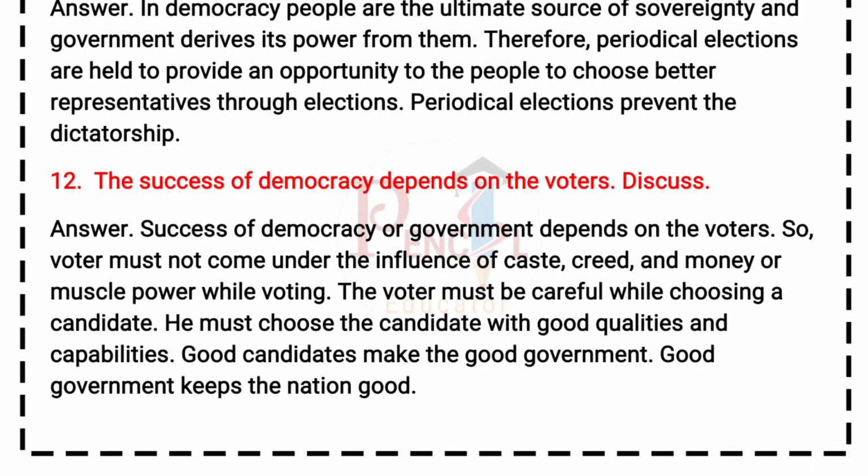12. The success of democracy depends on the voters. Discuss. Answer. Success of democracy or government depends on the voters. So, the voter must not come under the influence of caste, creed, and money or muscle power while voting. The voter must be careful while choosing a candidate. He must choose the candidate with good qualities and capabilities. Good candidates make the good government. Good government keeps the nation good.